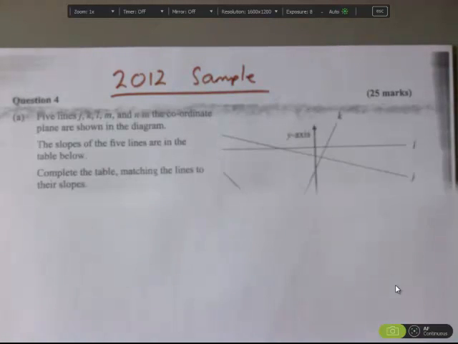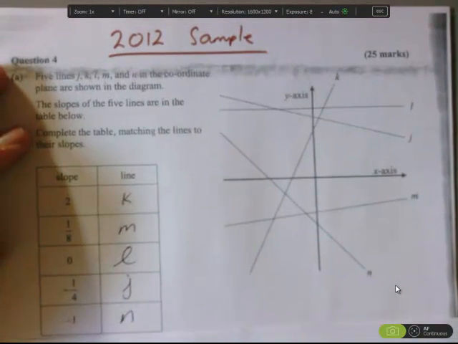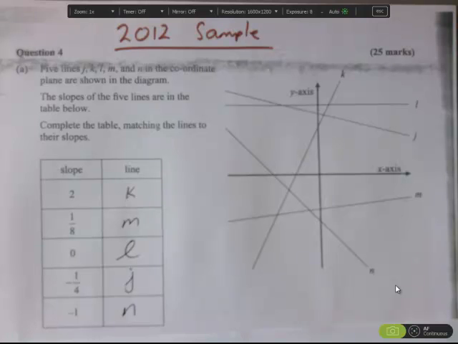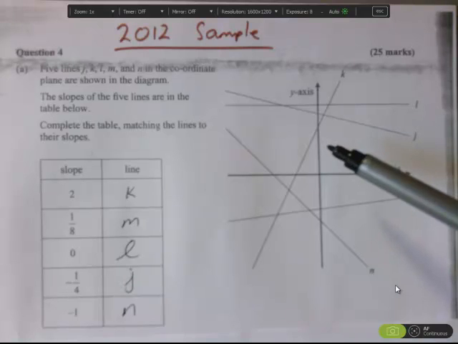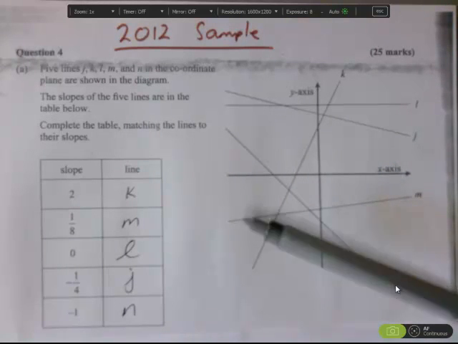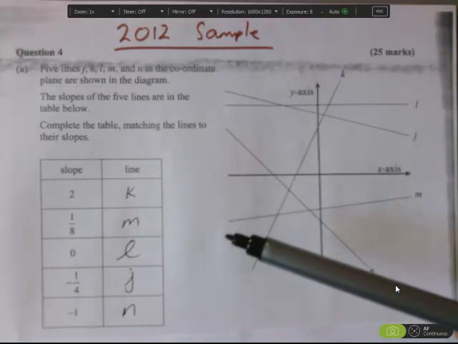Okay, the next question that you had then was the 2012 sample paper. Again, it was a question on the line, but it actually mixed in a little bit of work on the circle. So it starts off, I'll just show you the question and you can see the answers anyway, it makes no difference. It's about the discussion of how I got those answers that is important. You've got 5 lines and they're shown to you here. You'll notice there's no indication as to what the scale on the xy axis is. And in fact, it doesn't really make too much difference because the question doesn't ask you to get the equations of the lines or anything like that.